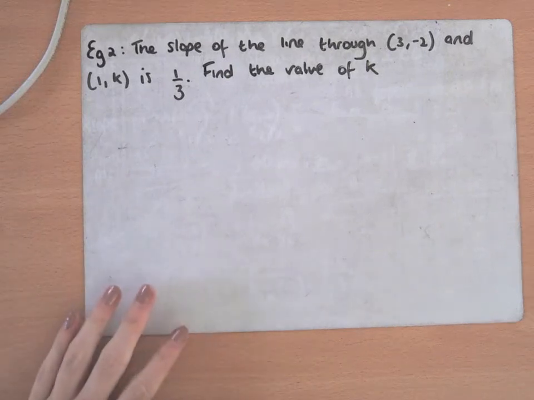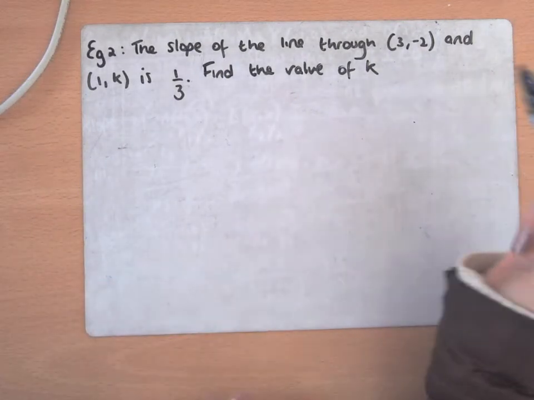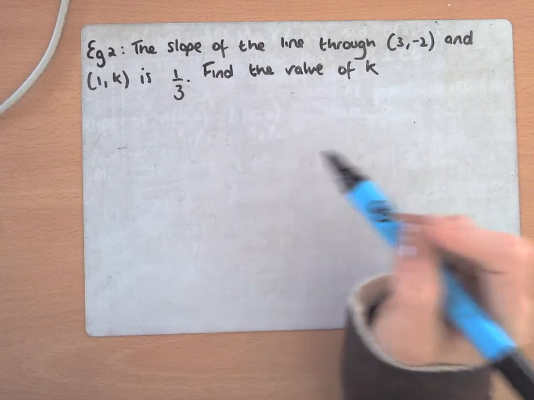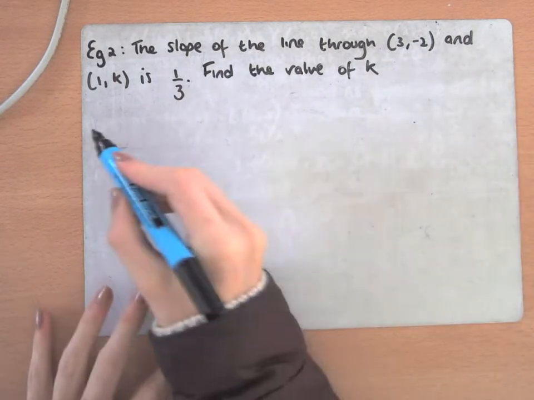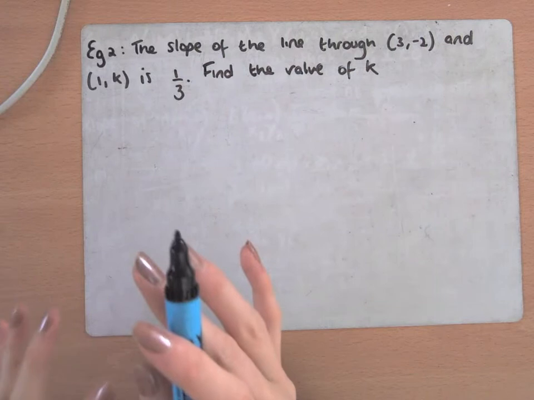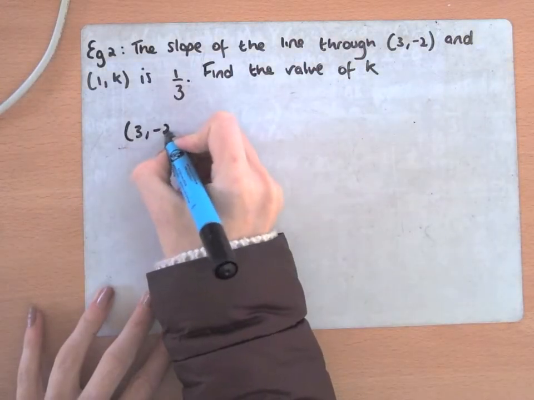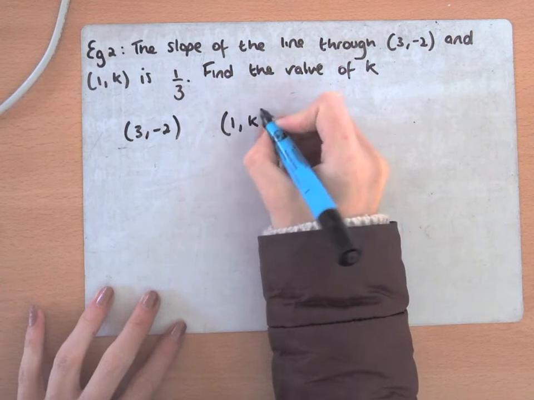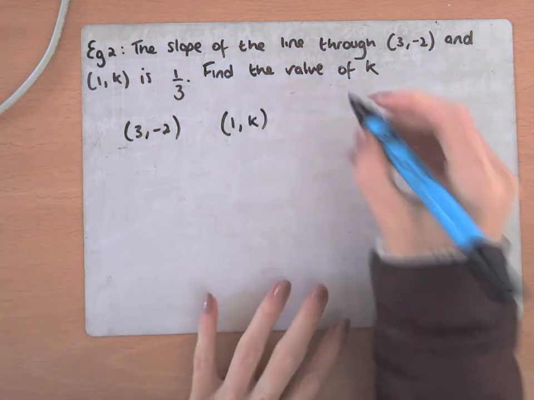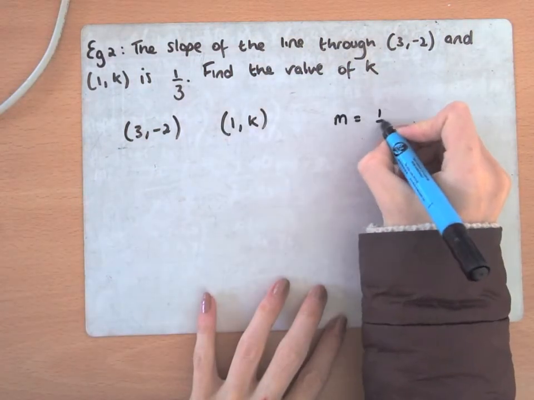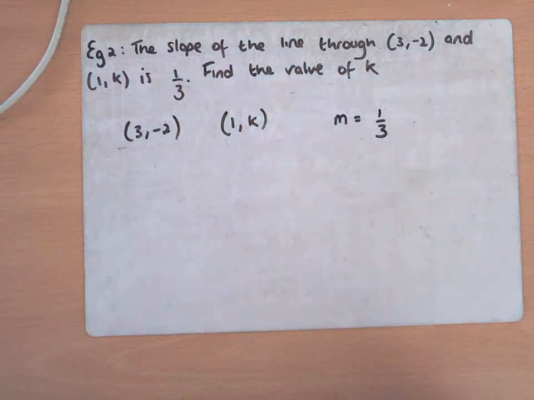Alright, so just following on from yesterday, another little thing that they can ask. The slope of the line through (3, -2) and (1, k) is a third. They're telling you the slope is a third. Okay? So, first of all, let's write down our 2 points. And we know the slope is a third. What do you think we're going to do?